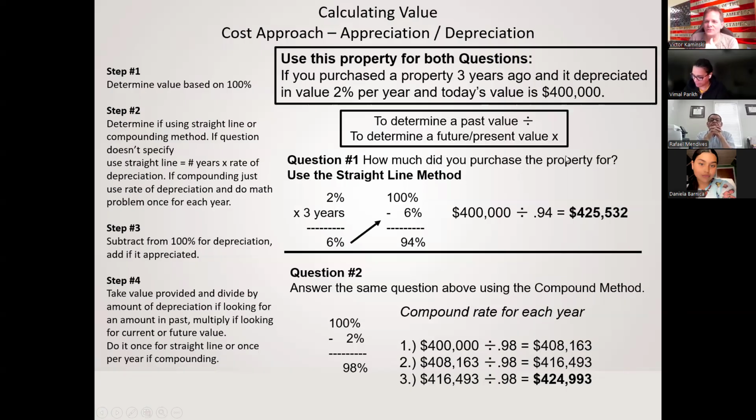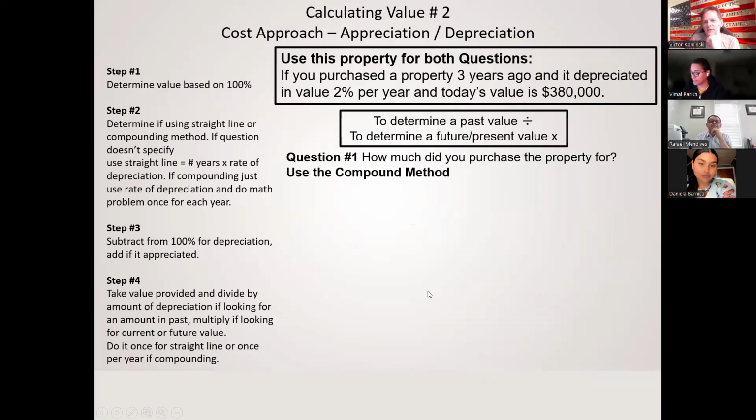Okay, you're using the multiplication, trying to figure out a future value. Because if I told you that you bought the property for $400,000 and it depreciated in value 2% per year for 3 years, what's today's value? Then your number should be going down, and you do that by using the multiplication. So I have to remember this is multiply. Let's do another problem.